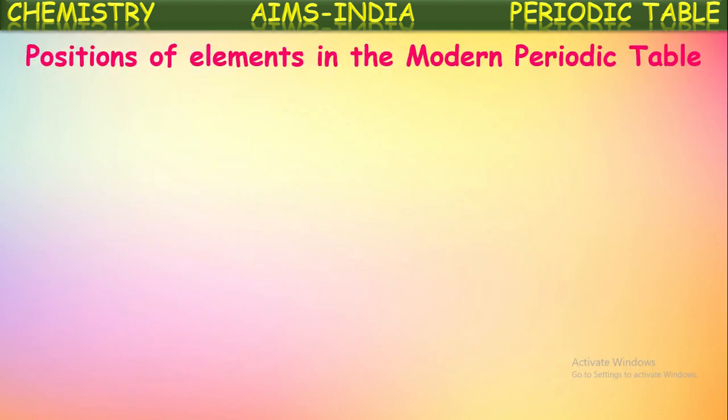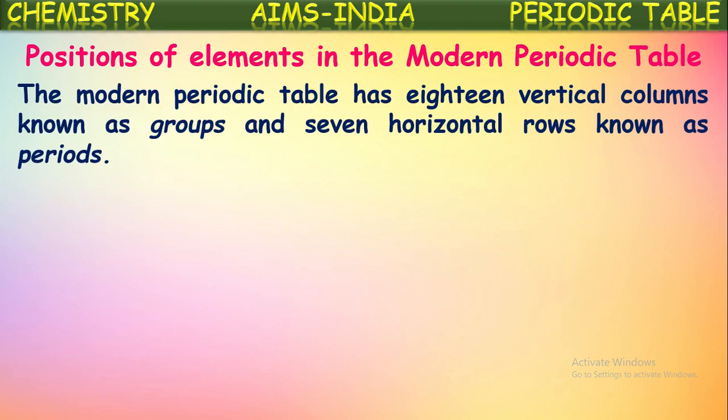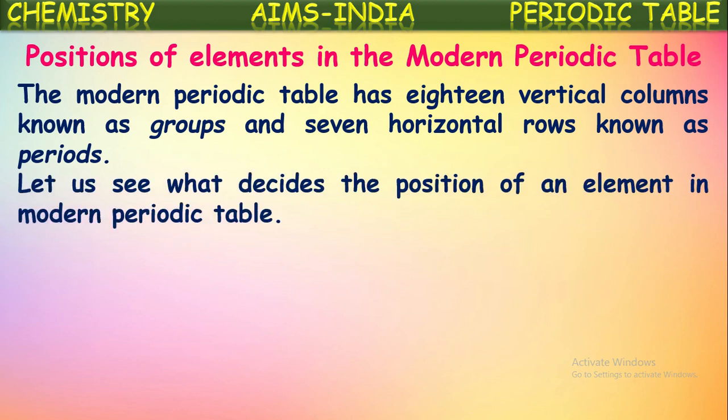Next, positions of elements in the modern periodic table. How are these elements positioned in the periodic table? The modern periodic table has 18 vertical columns known as groups and 7 horizontal rows known as periods. Yes, totally there are 18 vertical columns which are called groups, and these 18 vertical columns are broadly classified into 8 main groups, and again each group is divided into 2 subgroups A and B. So we can say 16 groups or 18 columns or 8 groups. Nothing wrong. All are correct. Okay. Let us see what decides the position of an element in the modern periodic table.